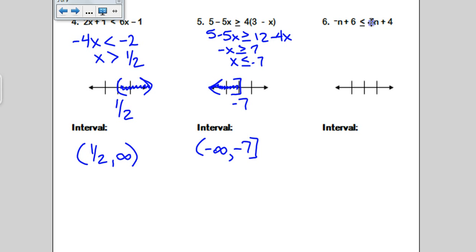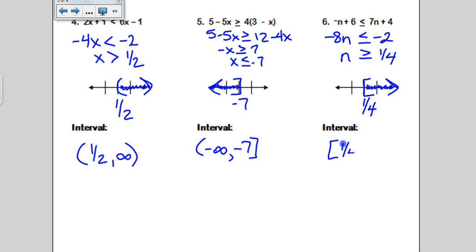Alright, the next problem, we're going to subtract 7n from both sides. We have negative 8n less than or equal to, when I subtract 6, let's see, I get a negative 2. Divide both sides by a negative 8, and we got to remember to flip our sign again. N greater than or equal to 1/4. So I don't care where you put the 1/4, as long as you remember to shade greater than him. And then equal to means we've got a bracket. So our interval solution is everything from 1/4 up to infinity.